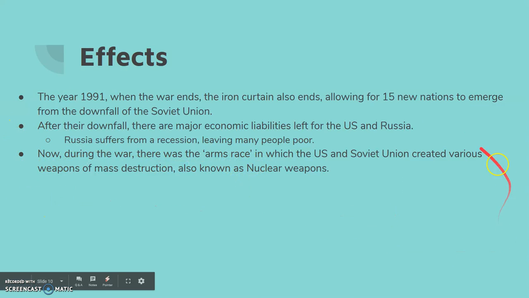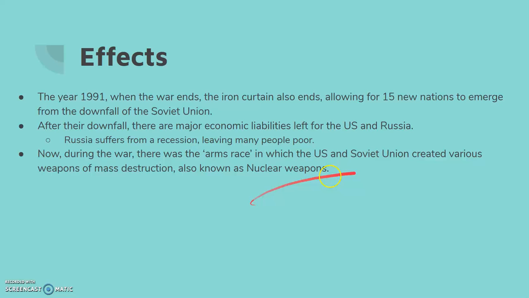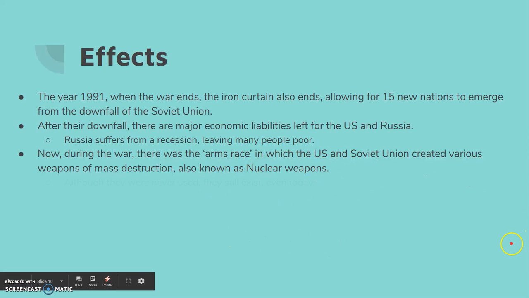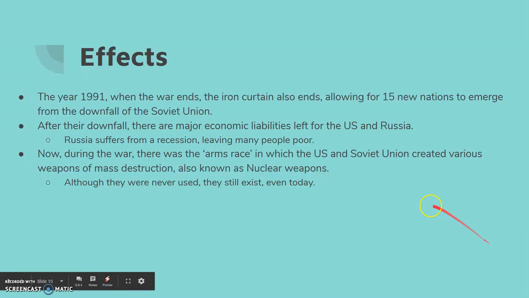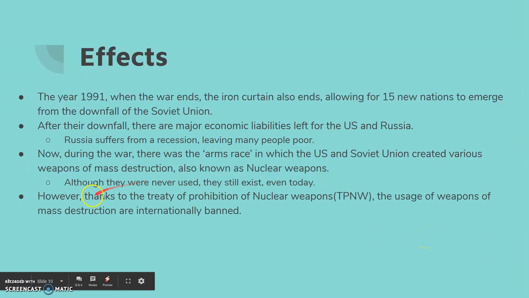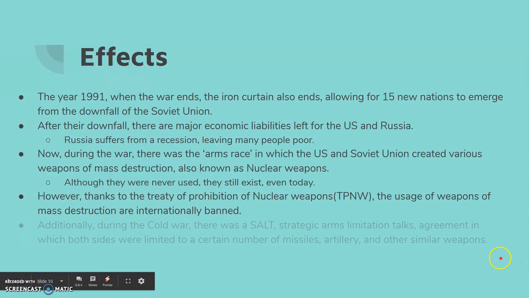During this time, there was an arms race in which they just built up to see who could make the best weapons. Essentially they were just flexing on each other to see who could do the best in terms of making the craziest weapons. So they mainly focused around nuclear weapons. They were never used, but they still exist to this day. But due to negotiations, such as the Treaty on the Prohibition of Nuclear Weapons, these weapons were essentially banned.